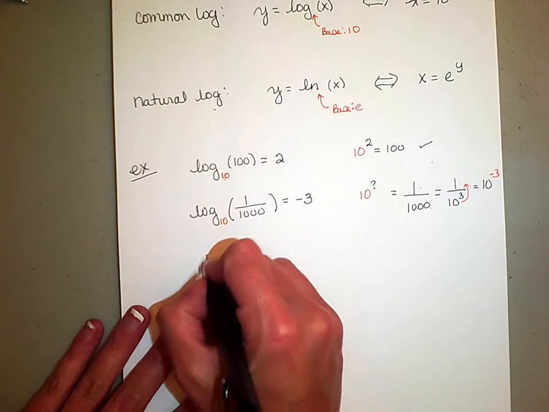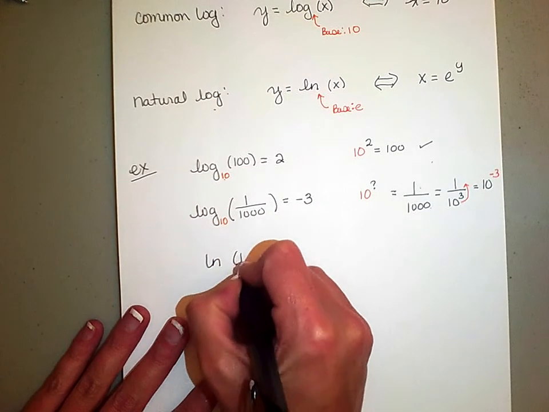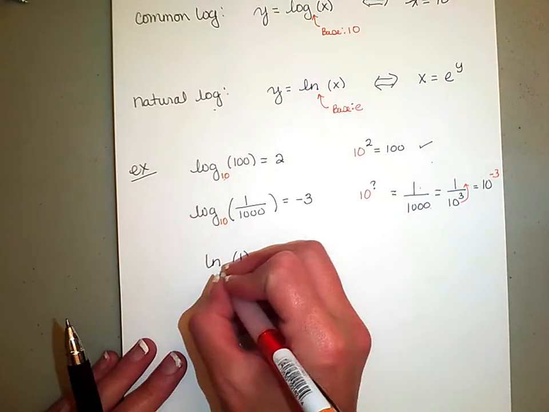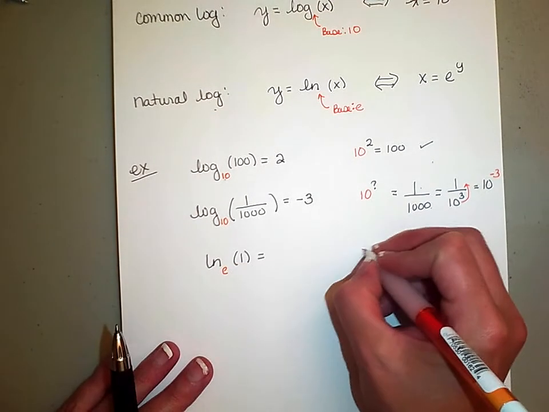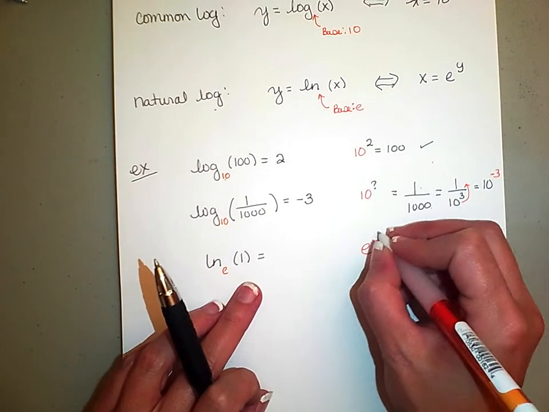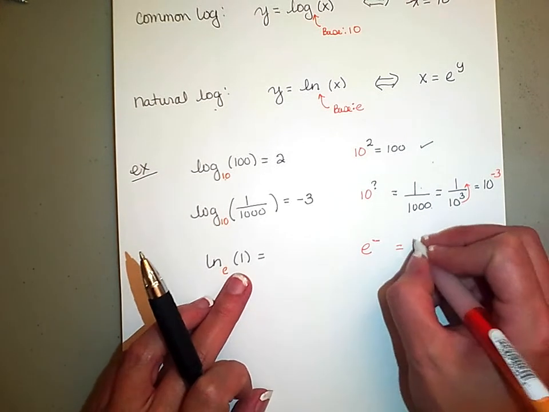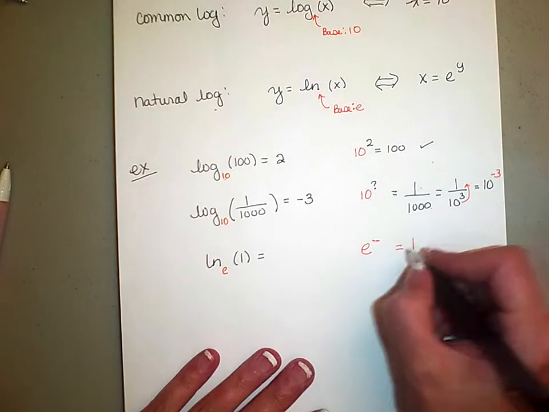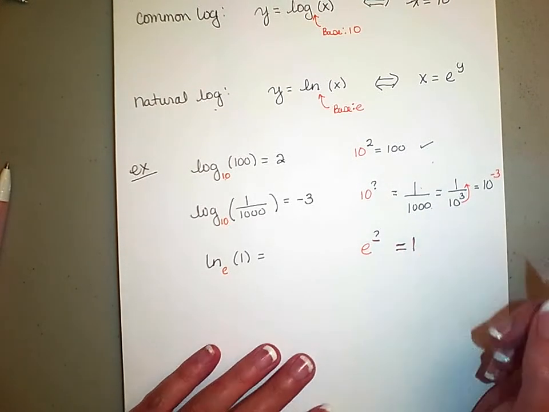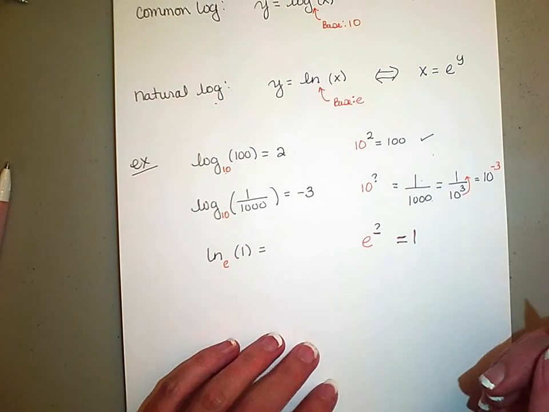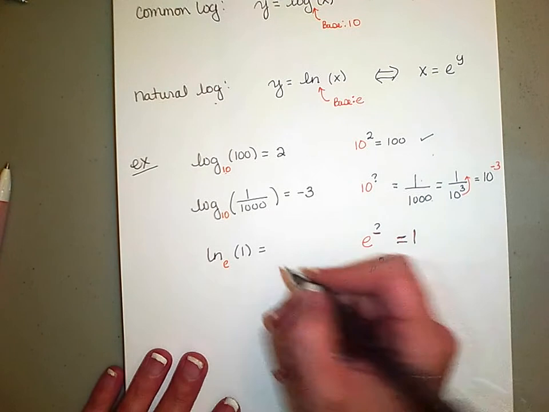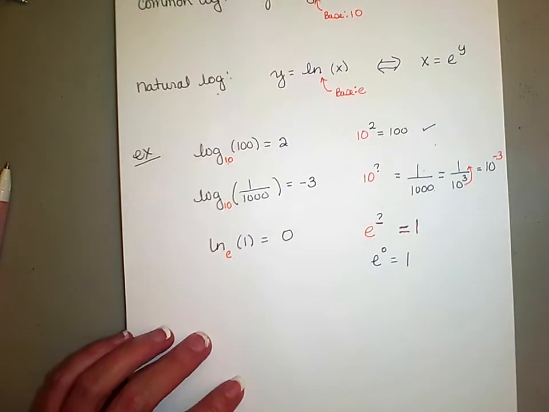Let's work with the natural log. Okay, so if we have the natural log of 1, what should this be equal to? Okay. So remember, the base here is e, and we're going to take e and raise it to some power, and when I'm done, that should be equal to 1. So I don't know, e to what power equals 1? Well, the only thing that could possibly be is e to the 0 power, because anything to the 0 power is 1.